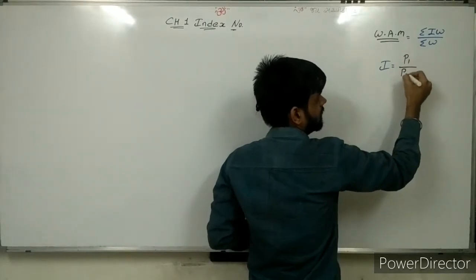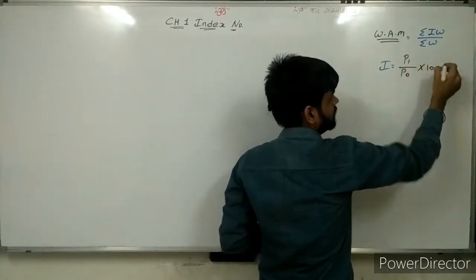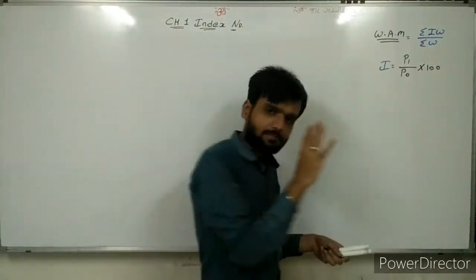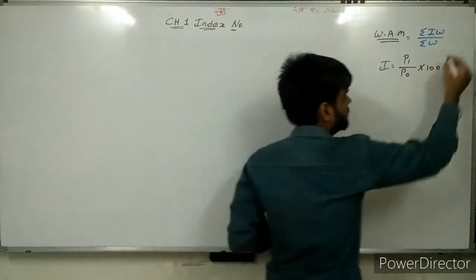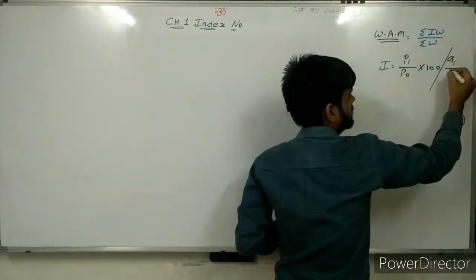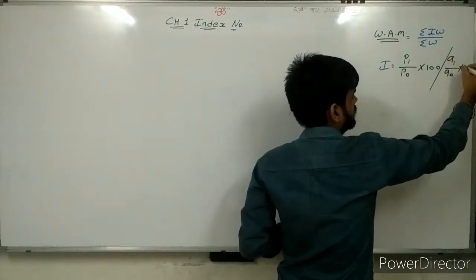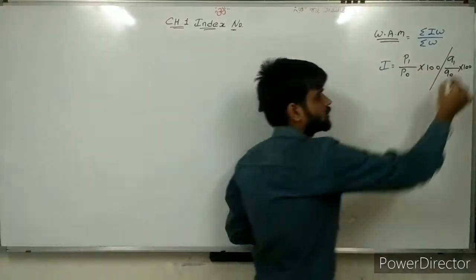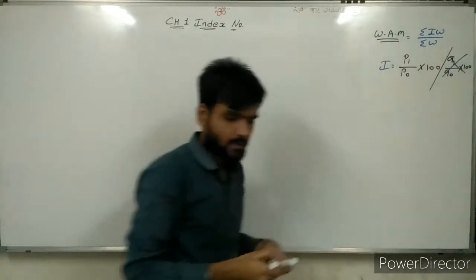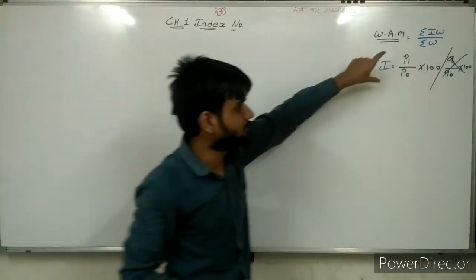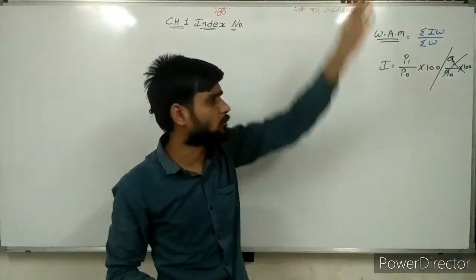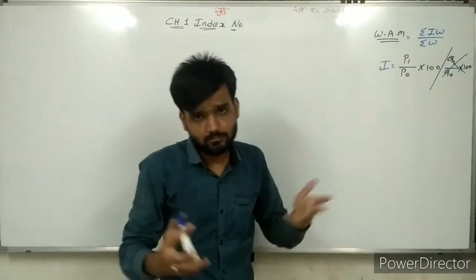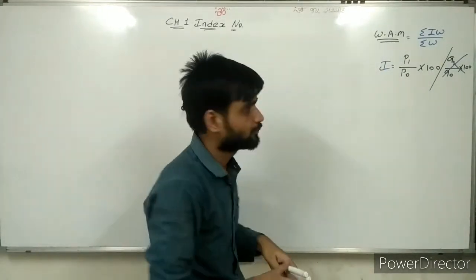P1 upon P0 into 100. Generally price is used, but somewhere Q1 upon Q0 into 100. Here we are not using Q1 upon Q0 into 100. We are using P1 upon P0 into 100. Now what is meant by P1? What is meant by P0? That also we have to know.